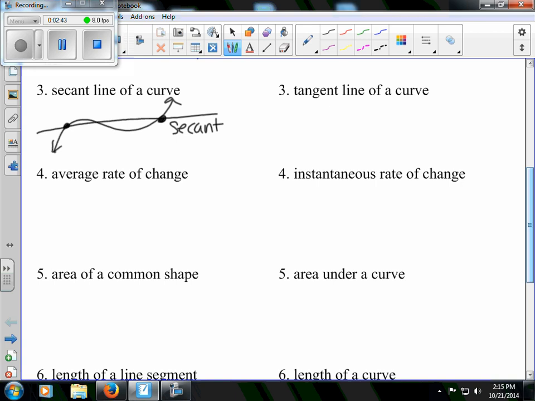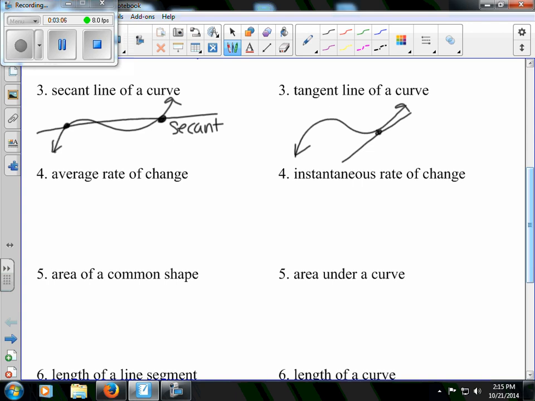In calculus, we'll still have a curve. However, we'll talk about the slope of a tangent line. We'll talk about a tangent line specifically, which is a line that goes through only 1 point on the curve. It will go in the direction of the curve, but it just touches the curve barely at 1 point.